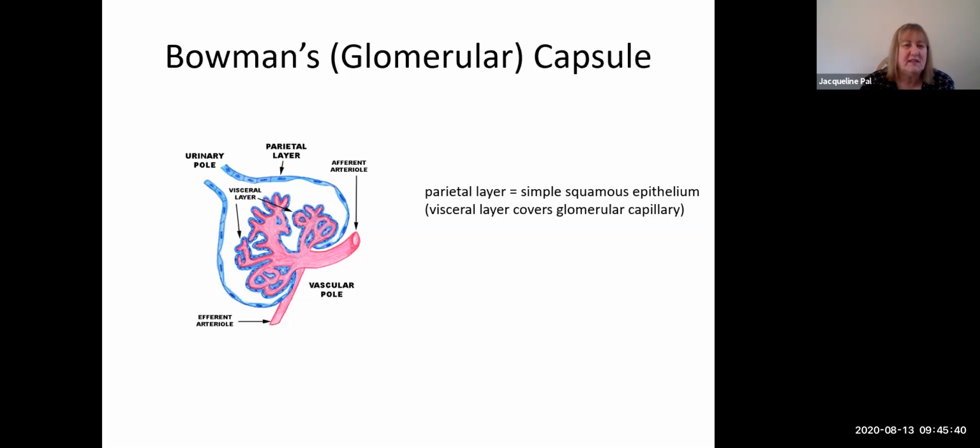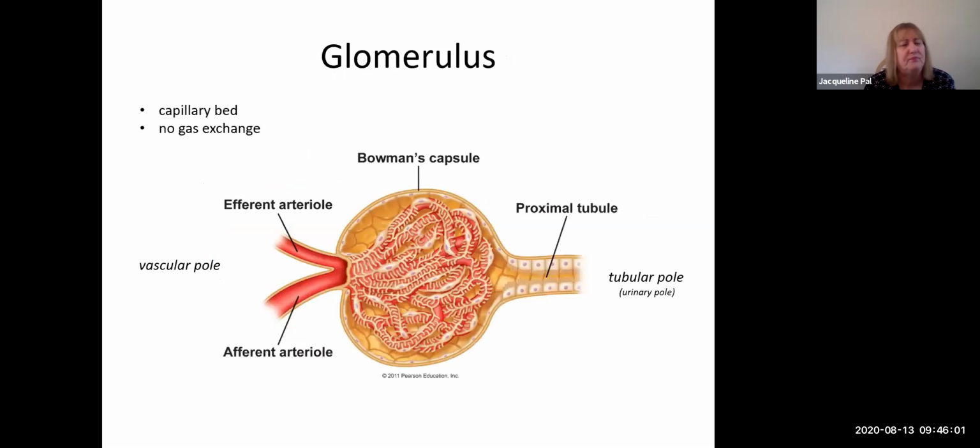I do want to point out that when you look at the corpuscle or the capsule, at one end is where you find the blood vessels entering and exiting. This end is called the vascular pole. In contrast, the other end is where the tubes are exiting, so this is called the tubular pole, or sometimes the urinary pole. Here's another picture showing the glomerulus cut in half, where you clearly can see Bowman's capsule with the vascular pole on your left and the tubular pole on your right.